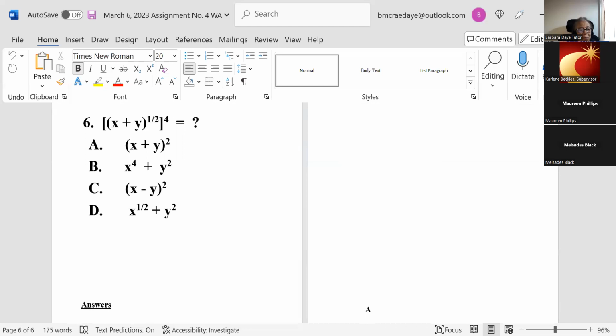Well, it's a power to a power, except you have two variables added. But remember, this is x plus y to the 1/2 power. So that's the power within the brackets, right? The reason you have brackets is because you have parentheses for x plus y. And then the power outside is 4. So apply the same rule, and what do you get for your answer? Power to a power. Tell me your answer.